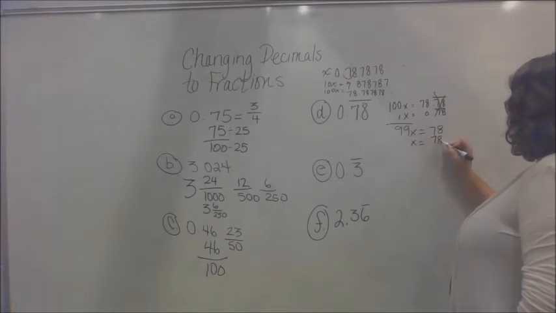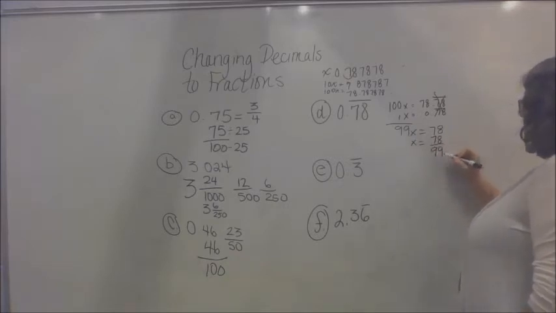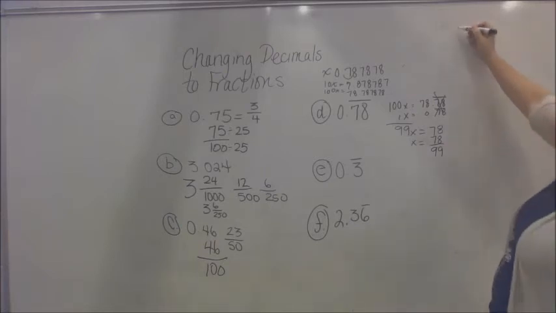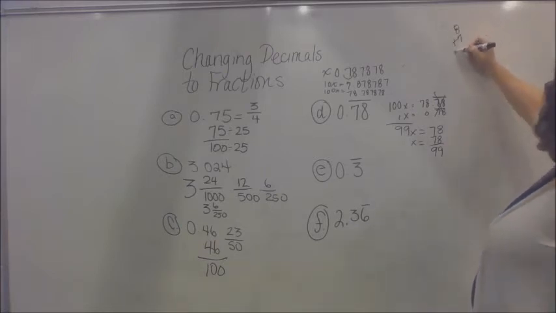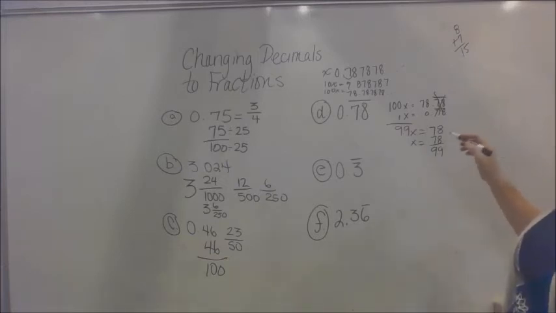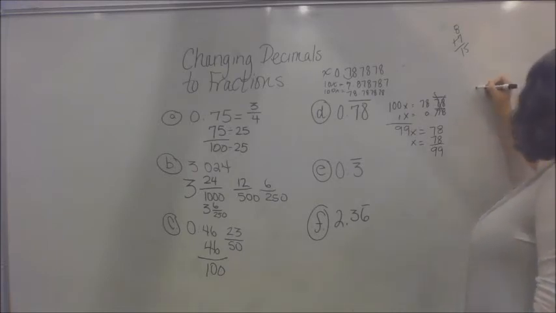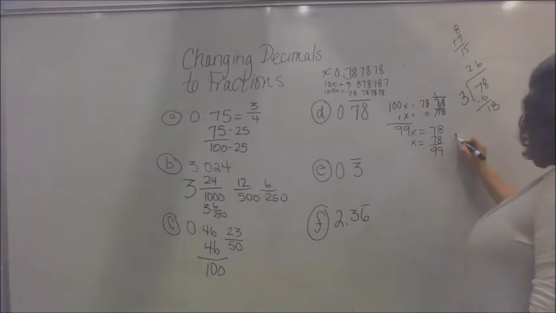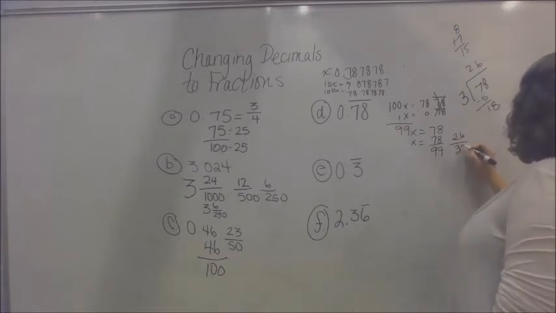So I get 78 over 99. At first glance that might look like it's in simplest form, but if we do 8 plus 7, we get 15. 15 can be divided by 3, so that means we know that 78 can be divided by 3, and we know that 99 can be divided by 3. So we're going to do 78 divided by 3, that's 2 times, and that's 6. So I end up with 26 over 33.